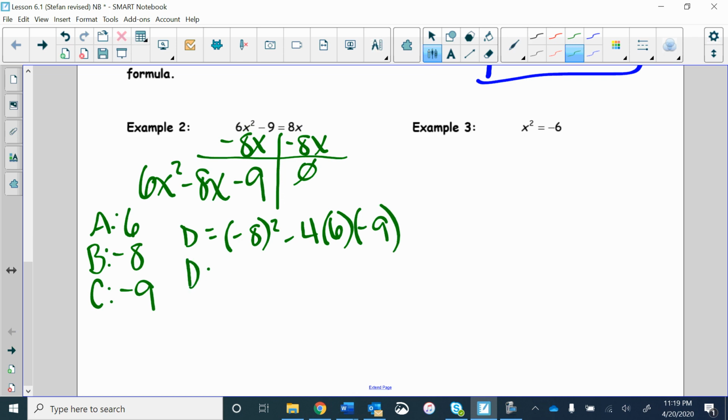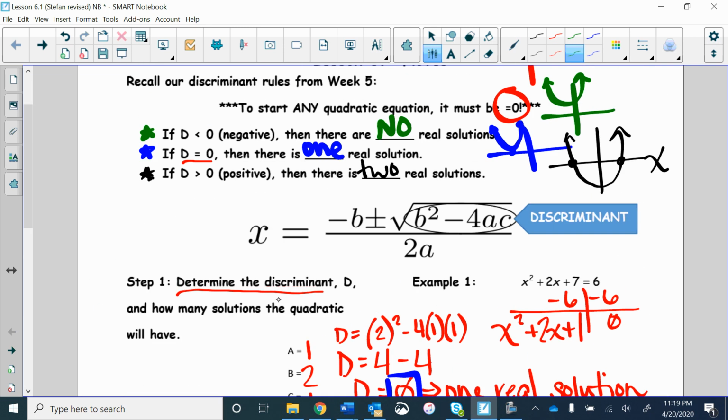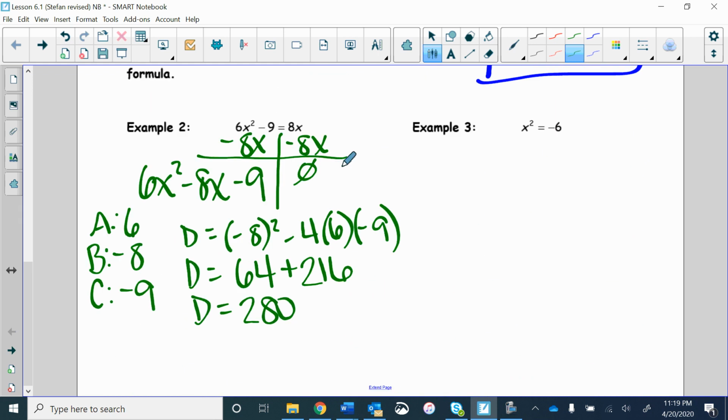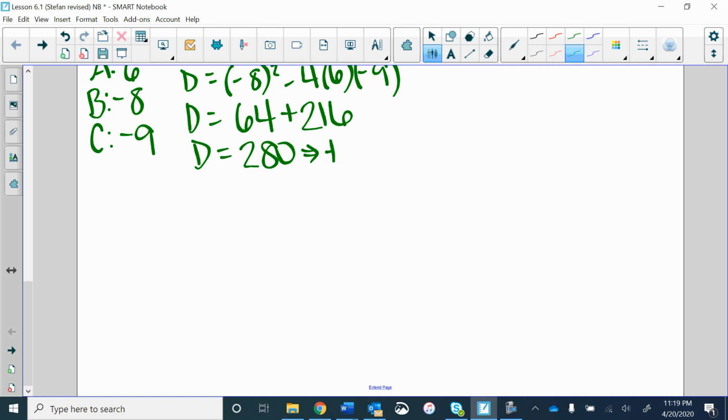All right, this one I'm going to need my calculator for. I know negative 8 times negative 8 gives me 64. Let me punch in negative 4 times 6 times negative 9, and I got positive 216. I add that to 64 and I get 280. Now that's positive. If you don't remember, look back at the top. Positive tells me there are two real solutions. So I'm going to put a note, 2 real solutions. Again, that's just to remind me that I need to continue on to the quadratic formula.